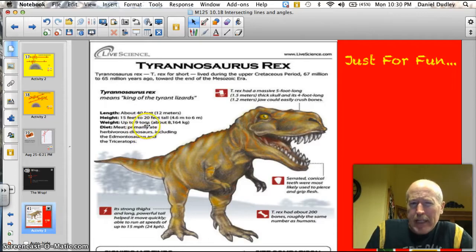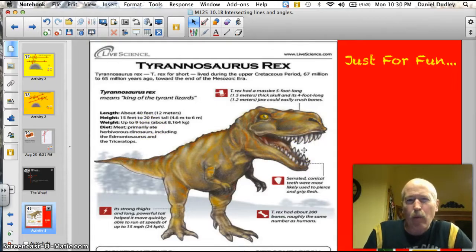Weigh up to 9 tons. That's 18,000 pounds. Of course, they ate meat. And I read someplace where these things could take like a 100-pound bite of meat at one time. You know what that's like? Taking a 100-pound bite of meat? That's like eating next to my brother. Ba-dum-ching. Thought you'd like that one.